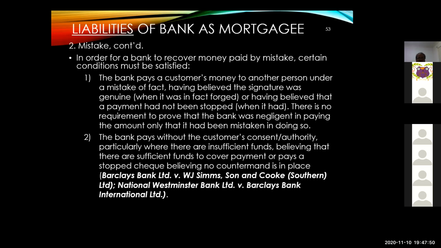Okay. The second is the bank pays without the customer's consent or authority, particularly where there are insufficient funds, believing that there are sufficient funds to cover payment, or pays a stop check, believing no countermand is in place. Okay, so this is an instance where you may know a customer, and you say, yeah, there's insufficient funds, I'll pay it, and you're saying, I know this customer has funds on another account, and so you make that mistake in paying out the funds.